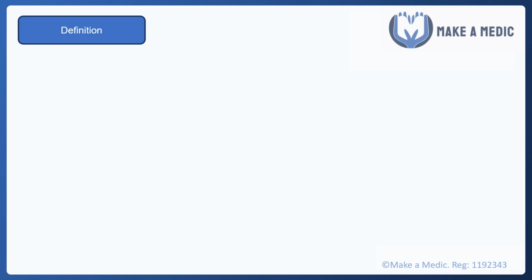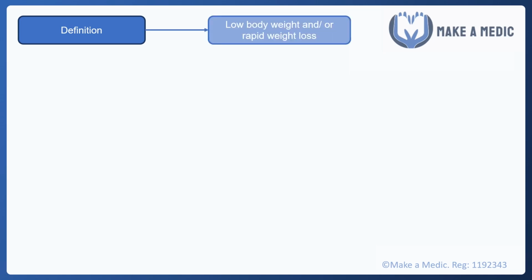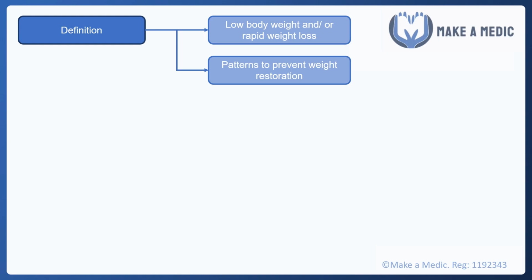So firstly, anorexia nervosa is defined as having a low body weight, typically BMI below 18.5, therefore underweight, or it can be associated with rapid weight loss, which acknowledges that some people may be from a higher starting weight but still acutely unwell. And similarly, in children and adolescents, they may present with failure to gain weight or falling off their growth trajectory.